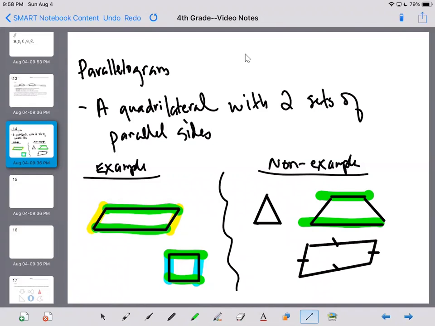And then let's take like one of the letters that we looked at earlier. Let's take that L shape. I do have some parallel lines. I have more than 2 sets of parallel lines. And I also have 1, 2, 3, 4, 5, 6 sides. So that kind of takes you out of the whole idea of thinking that it's a parallelogram, because a parallelogram is a quadrilateral.